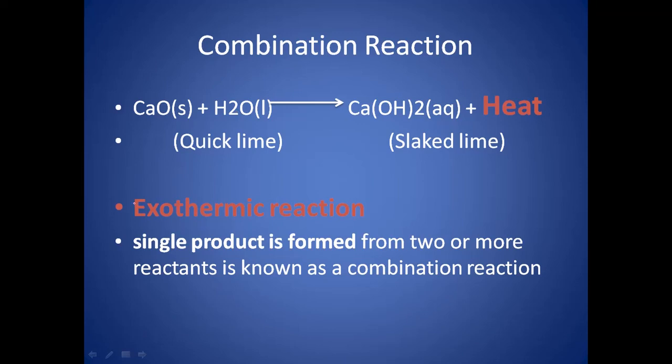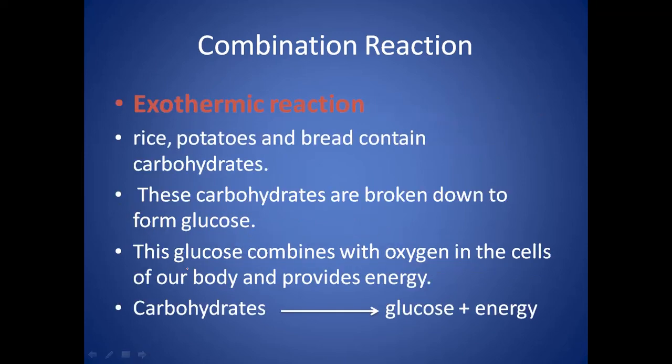Exothermic reaction. What will make the exothermic reaction happen? Single product is formed from two or more reactants. Exothermic reaction means if heat is generated, then that is exothermic. The thermal will exhaust the heat. That is exothermic reaction.